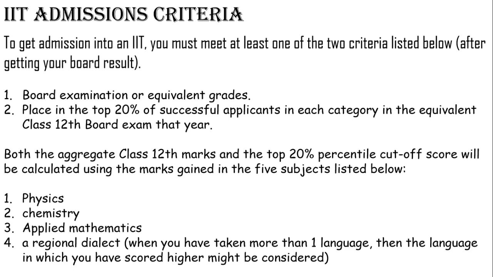Both the class 12th and top 20% cutoff will be calculated using marks gained in 5 subjects. Your marks will be taken from these 5 subjects: physics, chemistry and applied maths, these are the 3, and a regional language. This means when you have taken more than one language, the language in which you have scored more marks will be taken for the cumulative GPA.